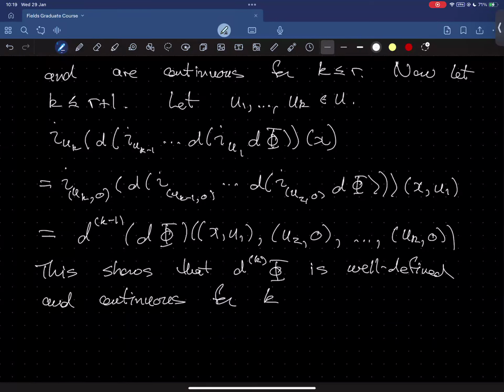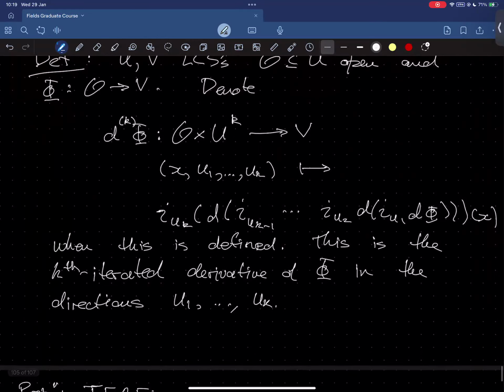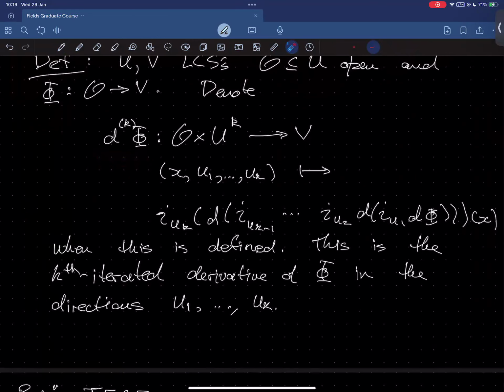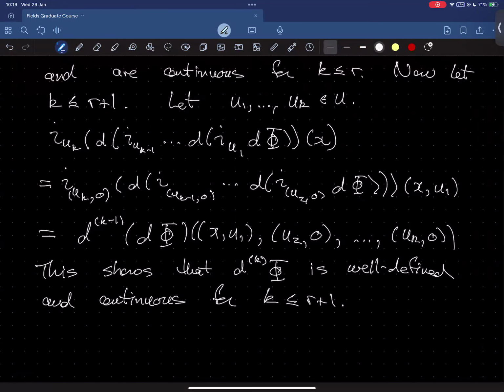For k less than or equal to r plus 1. Okay. All right. So my suggestion would be to understand this proof because it'll make you understand what this symbol really means. So it's a very simple proof, but it's notationally baggy. So it's worth investing a moment or two to understand that.